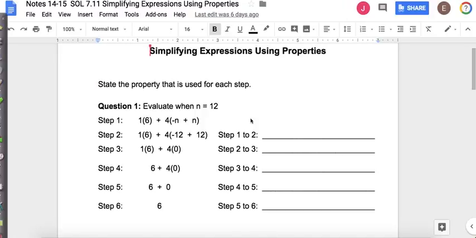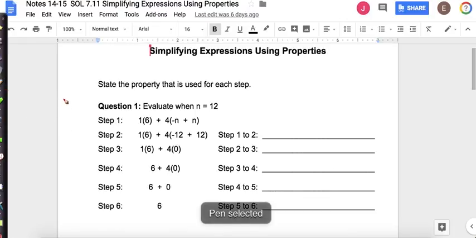Welcome to my video on simplifying expressions using properties. So we've evaluated expressions with a variable and followed order of operations, and we've also learned our properties. Now we're going to look at steps of order of operations and justify each step using a property.